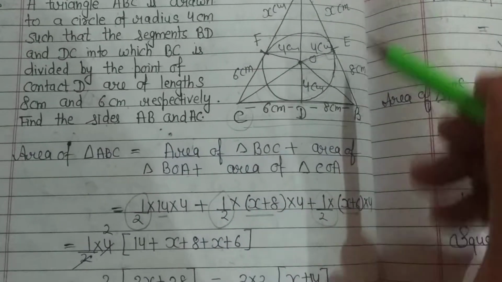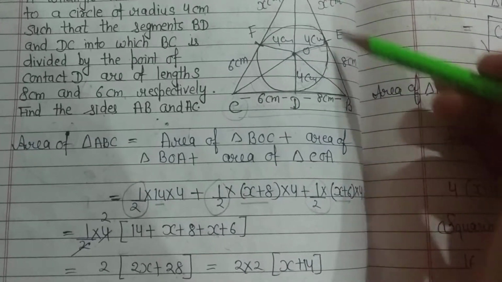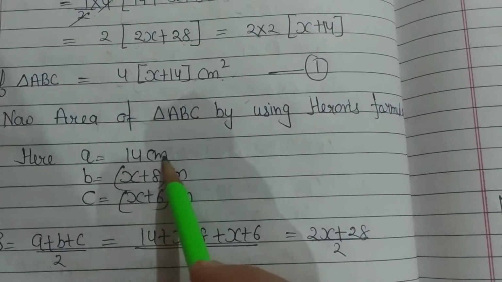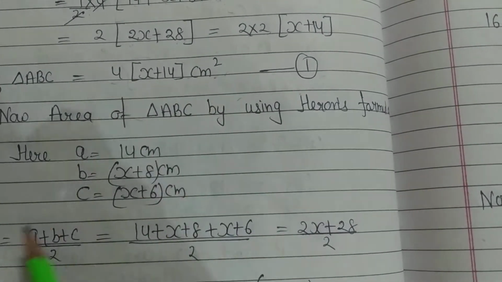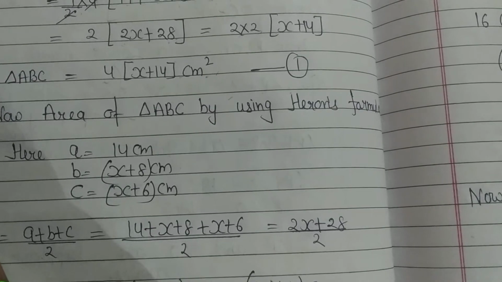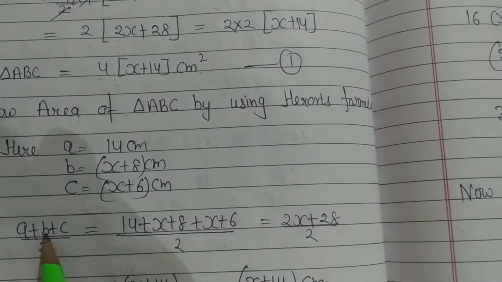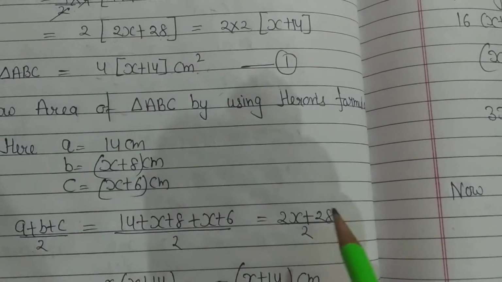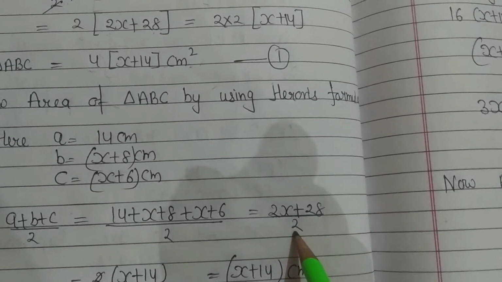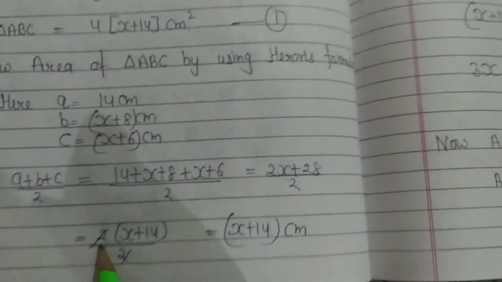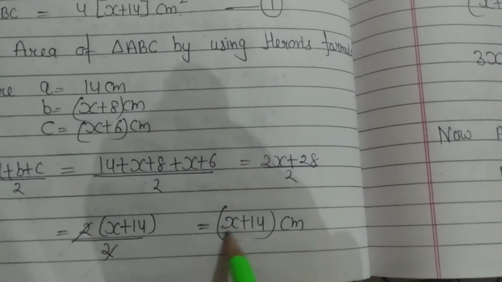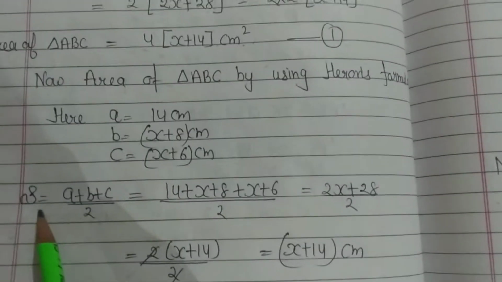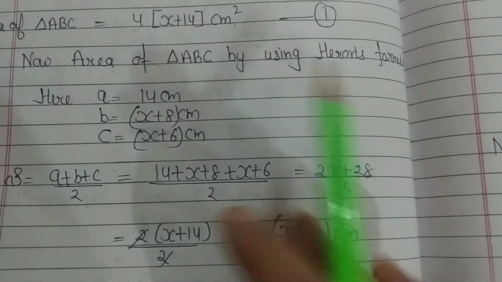It is 14, this is x plus 8 and this is x plus 6. So I have taken A as 14, B as x plus 8, C as x plus 6. S, semi perimeter, means half of the perimeter: A plus B plus C by 2, and it is coming 2x plus 28 by 2. I have taken 2 as a common, in bracket x plus 14 by 2. 2 by 2 cancel out. The value of S is x plus 14.